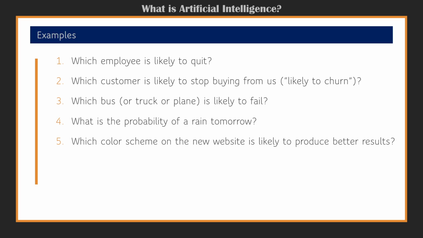Which color scheme on the new website is likely to produce better results? Even though we could do A/B testing to test it out by putting it in front of people, maybe the system may also be able to make an intelligent determination of which color is likely to produce results in terms of visibility on the screen, in terms of how other similar websites have done, and how our previous A/B test results have turned out. So it's able to do all of this. Maybe the system can give you an analysis.